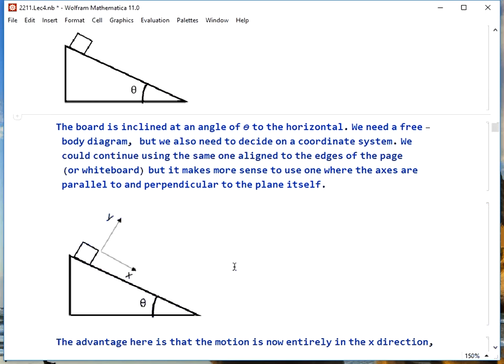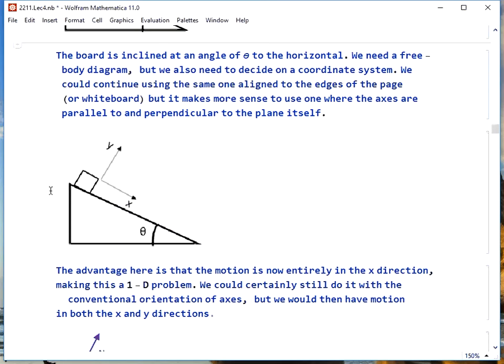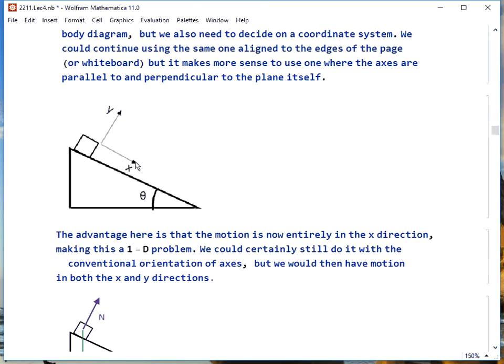We could certainly use the one where we have left, right, and up, down like we've used before, but there's an advantage to aligning the coordinate system with the plane itself, so that x goes along the plane and y is perpendicular to it. The advantage is here motion is in one dimension only, in the x direction. With the other way, we'd have motion in y and x, and we could work with that, but this is easier. So we're going to use this tilted coordinate system.